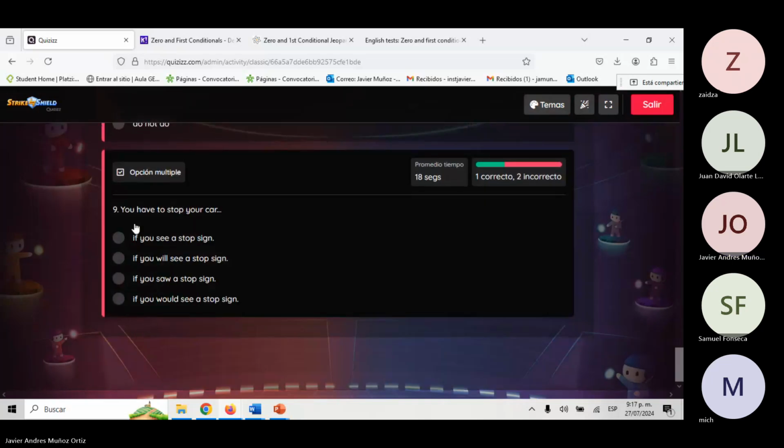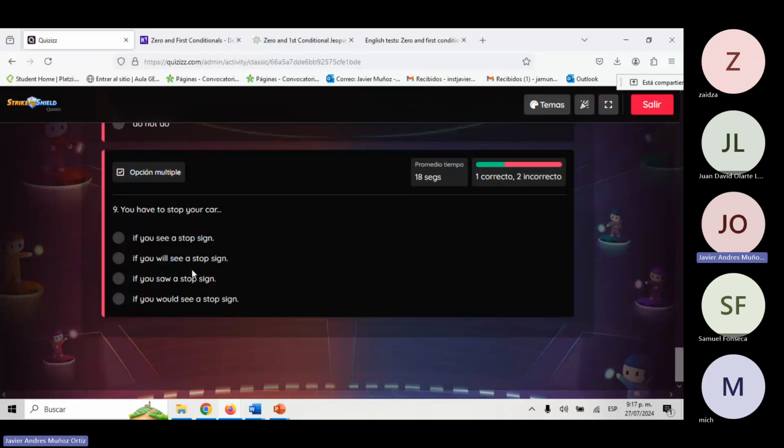Last one. You have to stop there. You have to stop your car. This is the effect. When we have the effect with simple present tense, we have the cause with simple present tense. So what's the cause here? If you see a stop sign, perfect. If you saw, this is past. If you will see, this is future. They are not acceptable. If you saw, this is second conditional, so we cannot use this.